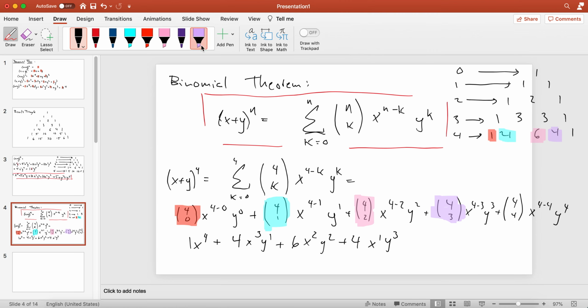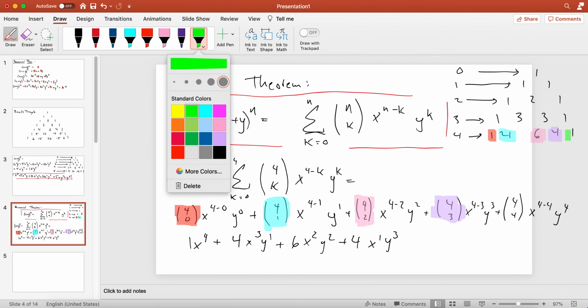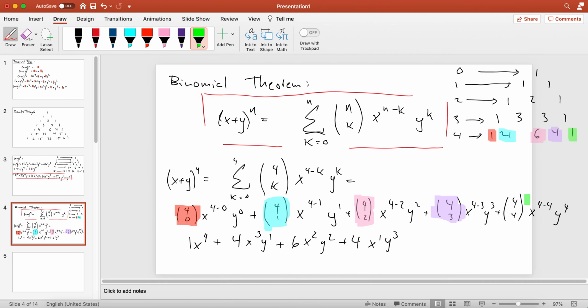And then finally, let me pick a different color here. Finally, 4 choose 4 is going to be 1. So plus 1, x to the 4 minus 4 is x to the 0, which is 1. So y to the 4th. And that would be the correct answer. That would be it.